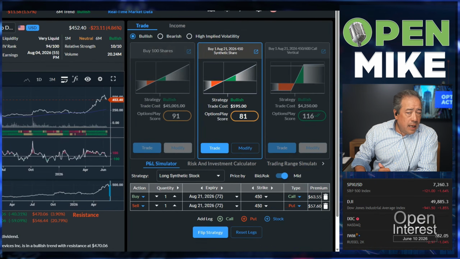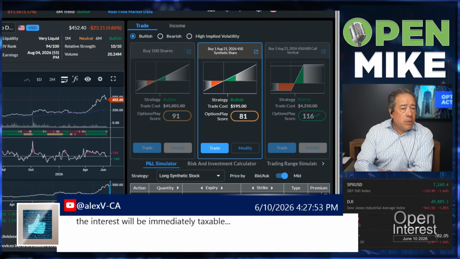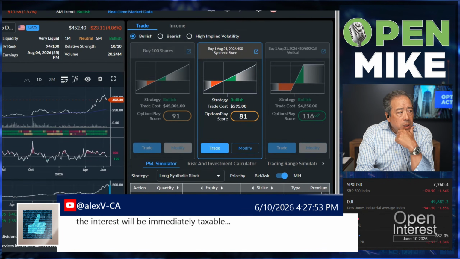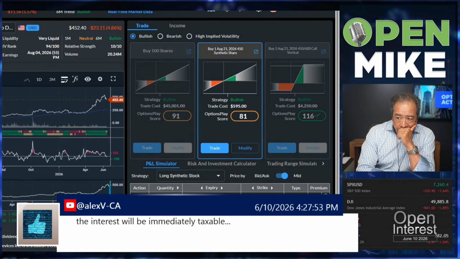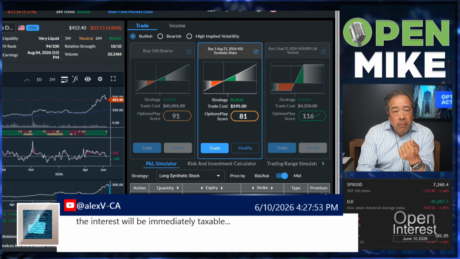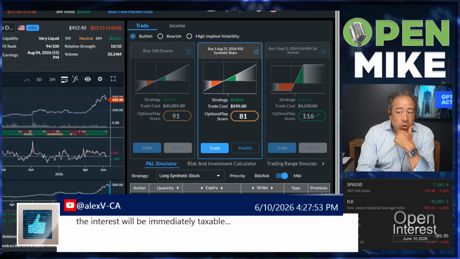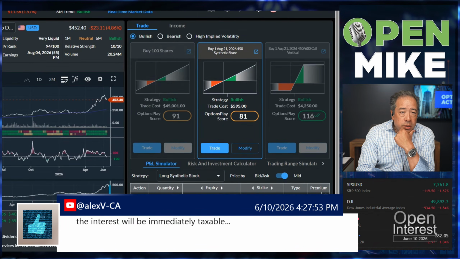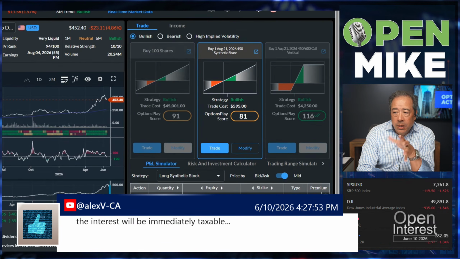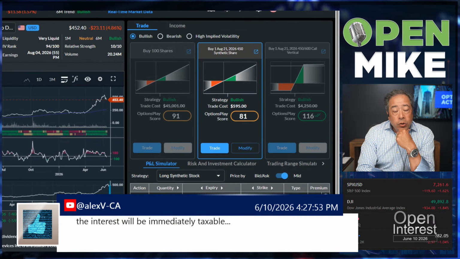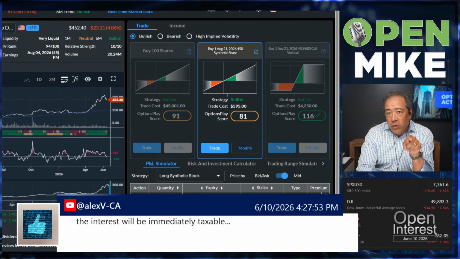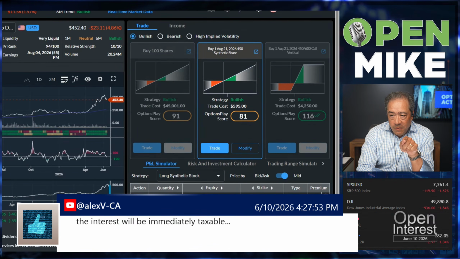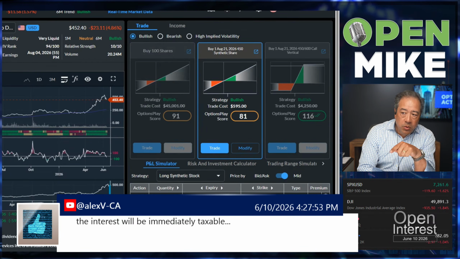And actually, I see a comment here. Alex, the interest will be immediately taxable. So I have to stop you there, Alex, because you are thinking about this like a retail market participant. Number one, there are people who are not in taxable situations. So for example, public trusts, pensions, endowments, things like that aren't subject to tax. So you cannot make assumptions about how securities will be priced based on your unique tax considerations. So there are market participants who are not taxed.